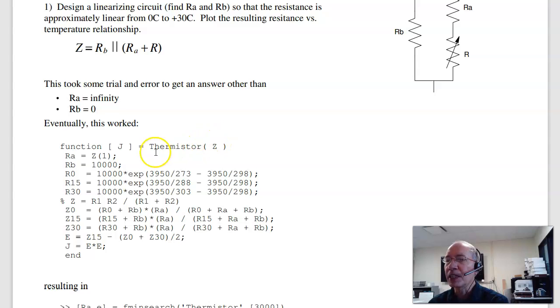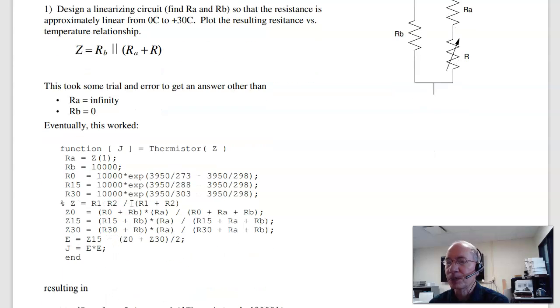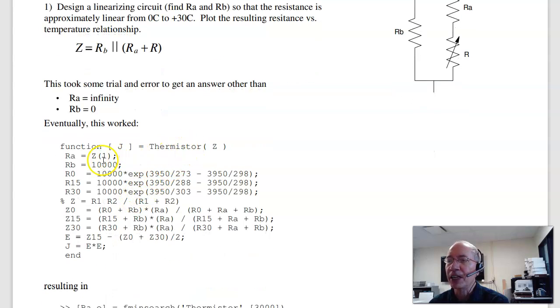What I'm going to do is guess what RA is. I'm going to hard code RB equals 1000. The reason I did that is I was having problems getting it to solve. So I tried 100 ohms, 1000 ohms, 10,000 ohms, trying to get something where I get an answer other than RB equals 0 or RA equals infinity. And 10,000 worked eventually. What the code does is I guess RA, it then calculates what's the resistance of the thermistor at 0, 15, and 30 degrees Celsius.